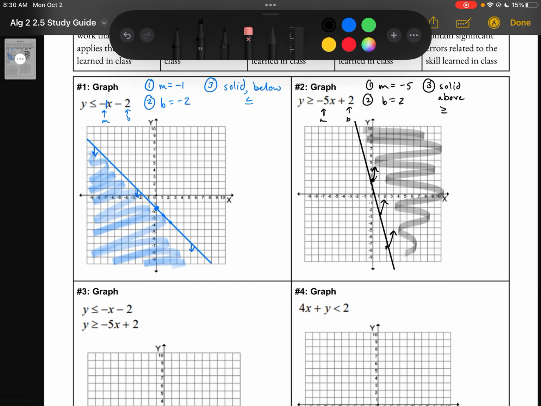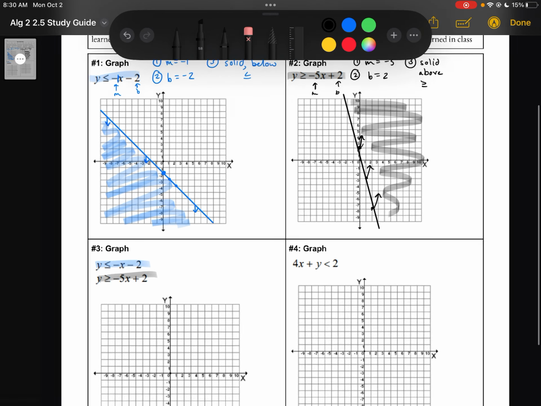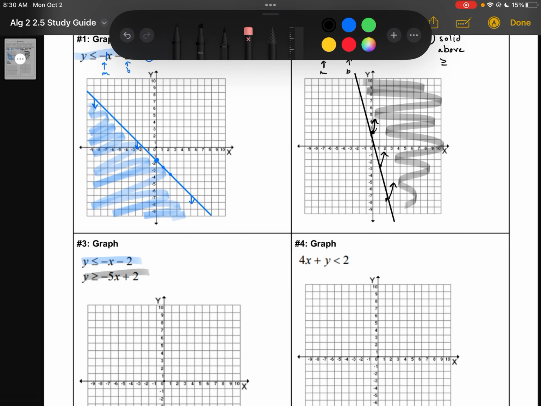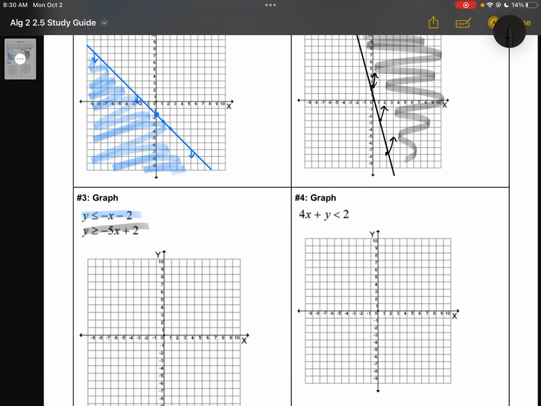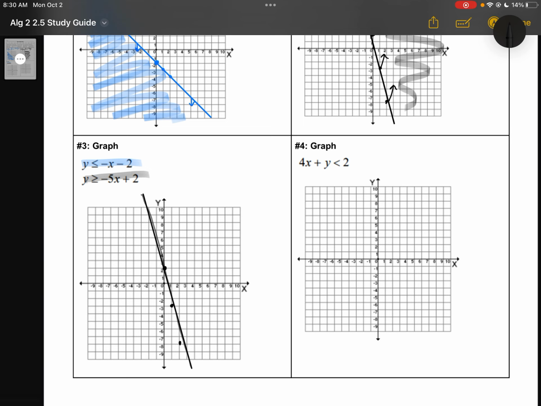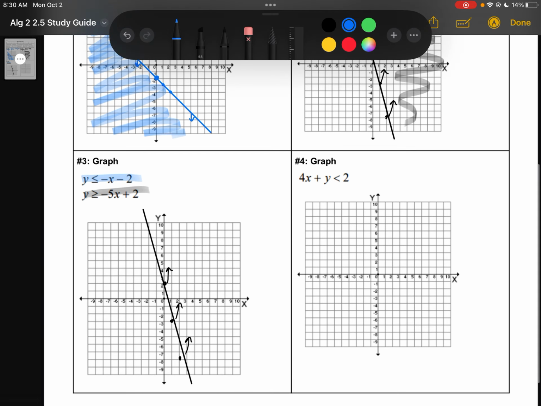So our third question is actually asking us to put all of this together. So what you're going to notice, -x minus 2, we've already graphed. And -5x plus 2, we've also already graphed. So our job now is to just do this all at the same time. So we do want to follow the exact same steps as before. We are shading above on this one. The only difference is we are not going to shade right away. We are going to wait until both functions are graphed before we start shading.